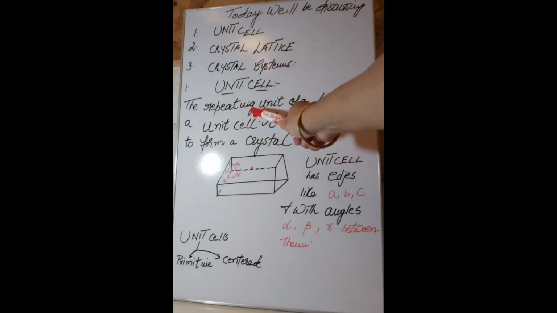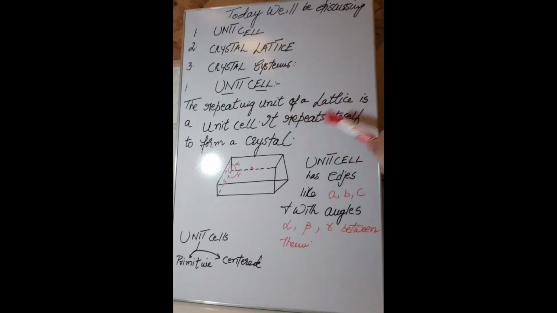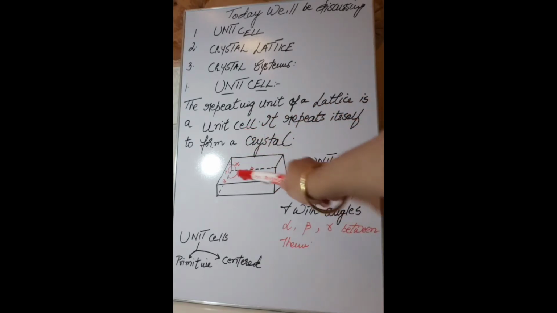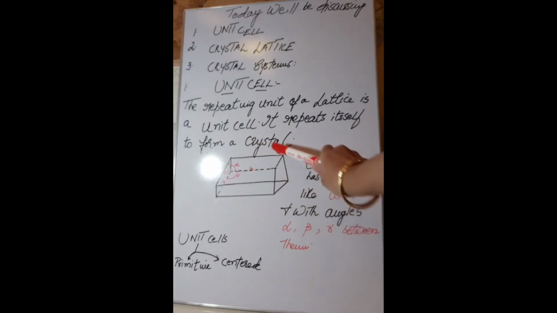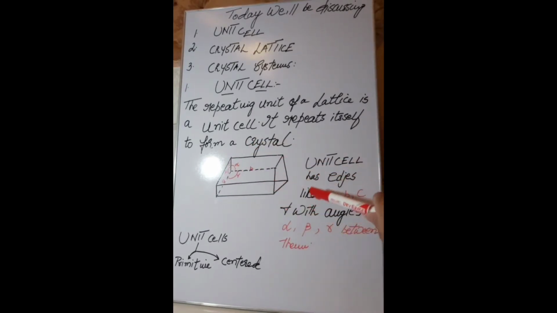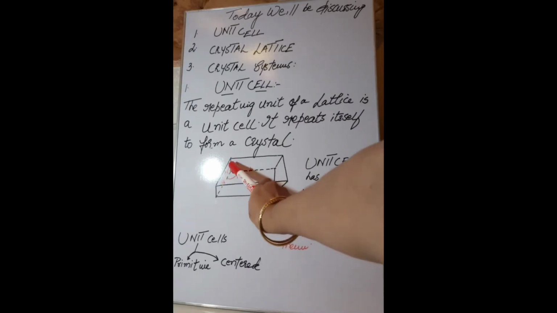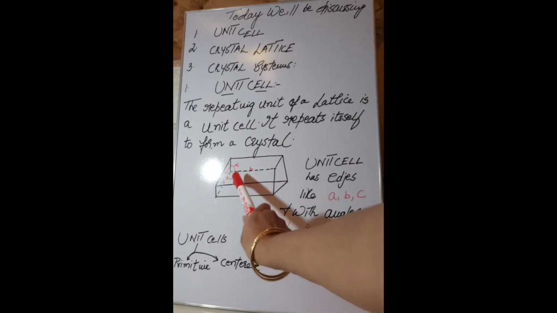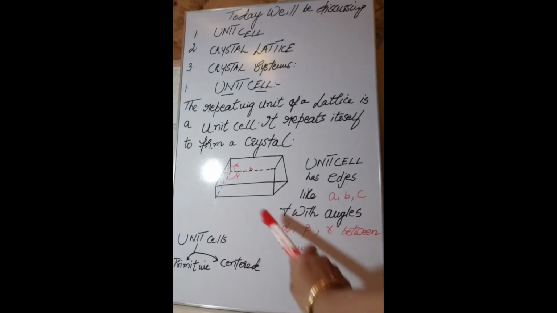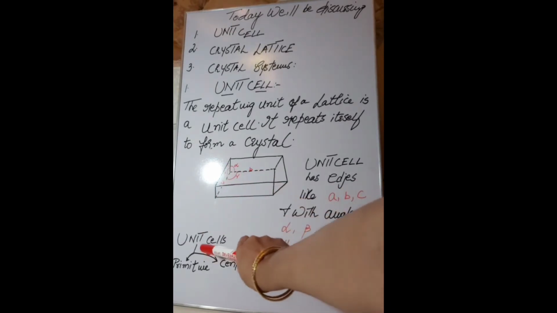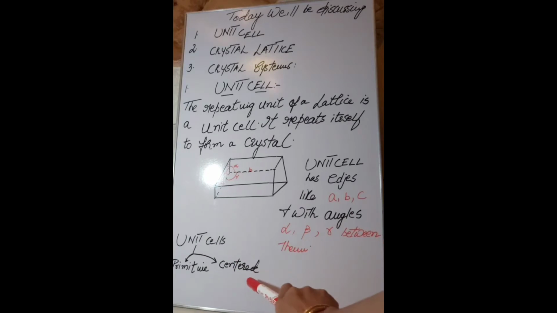Now, what is a unit cell? It's the repeating unit of a lattice. It repeats itself to form a crystal. Now here you can see a unit cell, right? Now it has got some edges like A, B and C, and with angles like alpha, beta and gamma between them. Now unit cells are further subdivided into primitive and centered.